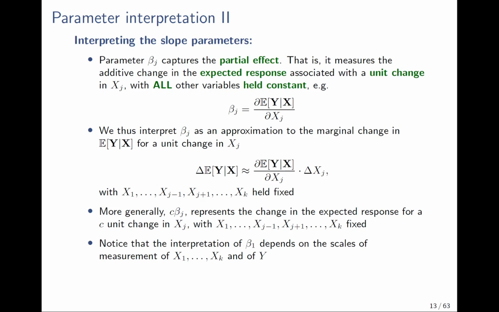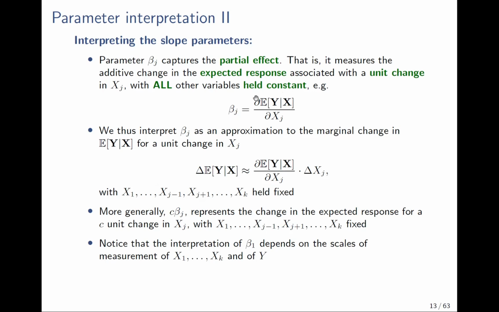Let's now look at how we interpret the slope parameters. And this is where it's important to understand the difference between the simple and the multiple linear regression model. That's because in the multiple linear regression model, we're dealing with partial derivatives for each beta. So parameter beta j, an individual parameter from the multiple linear regression model, captures what we call the partial effect. That is, it measures the additive change in the expected response associated with a unit change in x with all other variables held constant. So we can write it, of course, in this form here.